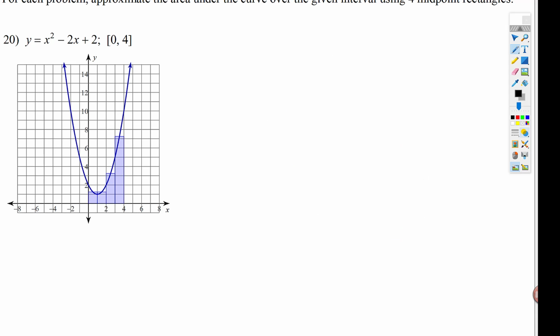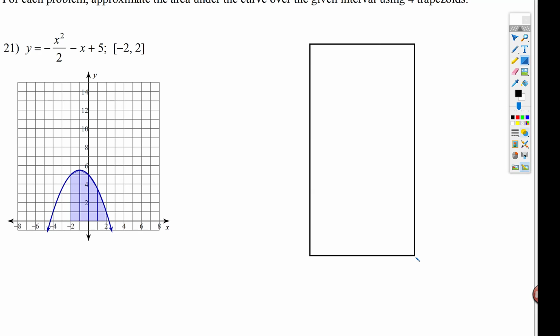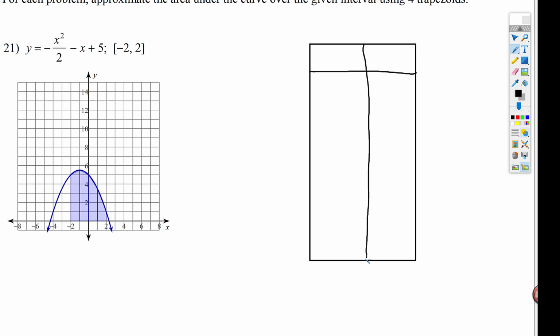Let's do a trapezoid one. So the trapezoid one, tricky, but what's cool about the trapezoid one is you can get really, really close because look, there's a trapezoid right there. So this would be the height of a trapezoid. So all of the heights are 1. This is going to be base 1, and this will be base 2.